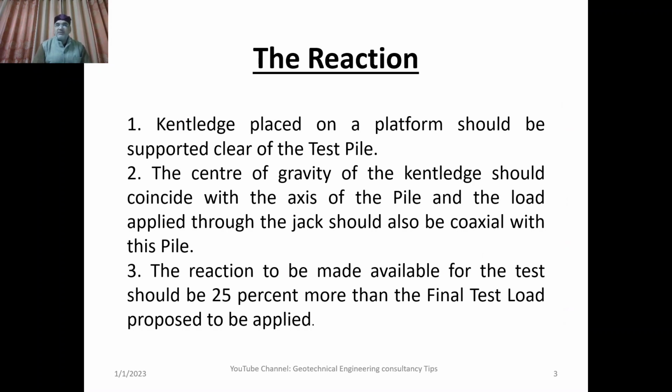Now, the reaction Kentledge placed on a platform should be supported clear of the test pile. The center of gravity of the Kentledge should coincide with the axis of the pile, and the load applied through the jack should also be coaxial with this pile. The reaction to be made available, as I have just told in my previous slide, for the test should be 25% more than the final test load proposed to be applied on the test pile.